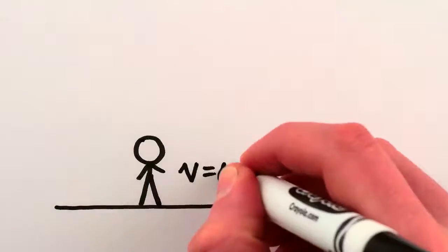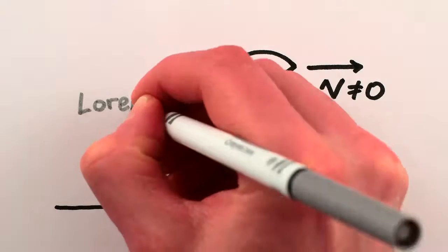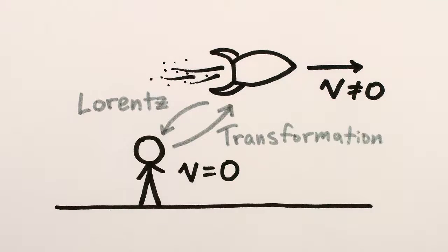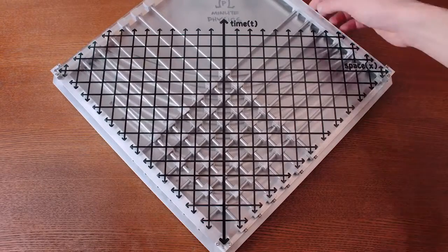In our universe, when you change from a non-moving perspective to a moving one, or vice versa, that change of perspective is represented by what's called a Lorentz transformation, which is a kind of squeeze-stretch rotation of spacetime that I've mechanically implemented with this spacetime globe.